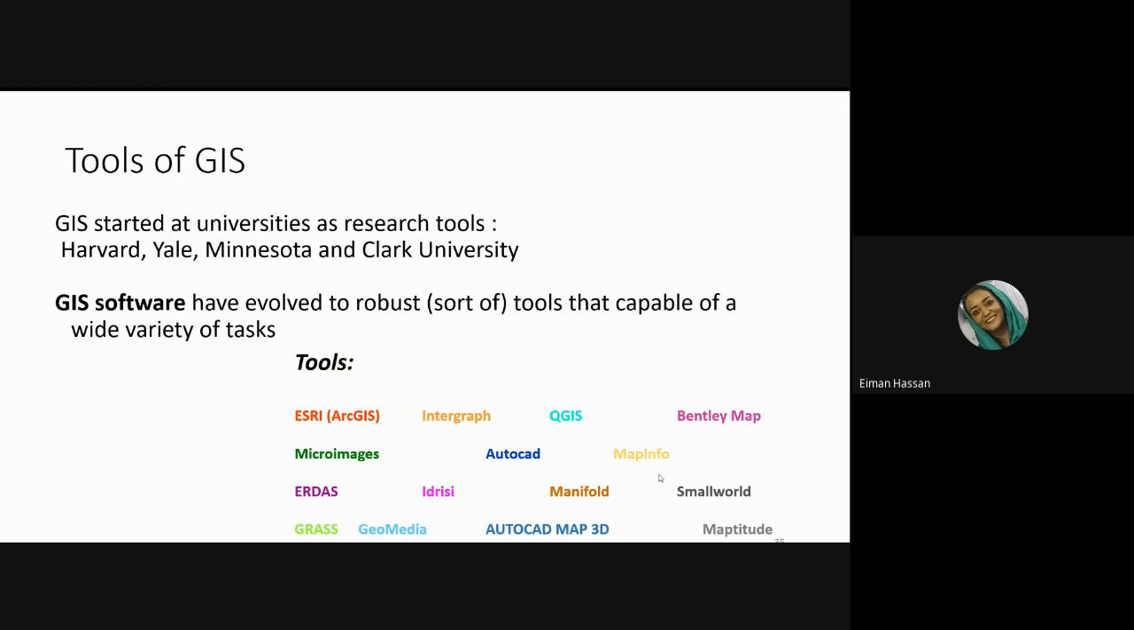If we go to the tools of GIS, the first tools used for GIS started at universities as small research tools in Harvard, Yale, and Clark universities. And there are a lot of tools like Idrisi, AutoCAD, ERDAS, ArcGIS, and QGIS, a lot of them. People are using them depending on the entities, what they want, what their budget is, what the capabilities are, the number of people they have, and the experience. So it depends on that.